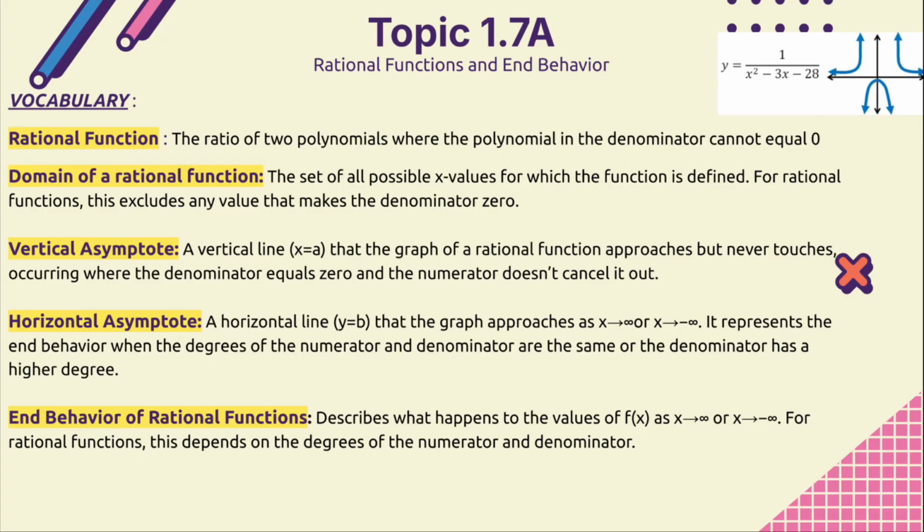Horizontal asymptote: a horizontal line, y equals b, that the graph approaches as x approaches positive infinity or as x approaches negative infinity. It represents the end behavior when the degrees of the numerator and denominator are the same or the denominator has a higher degree. End behavior of rational functions describes what happens to the values of f of x as x approaches positive infinity or as x approaches negative infinity.